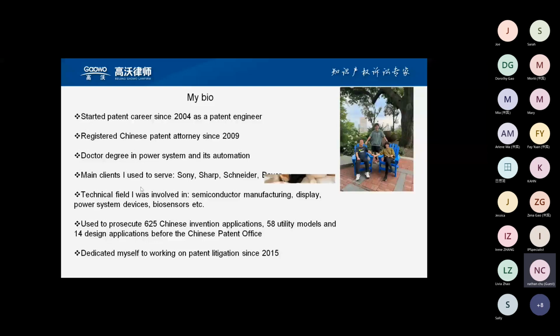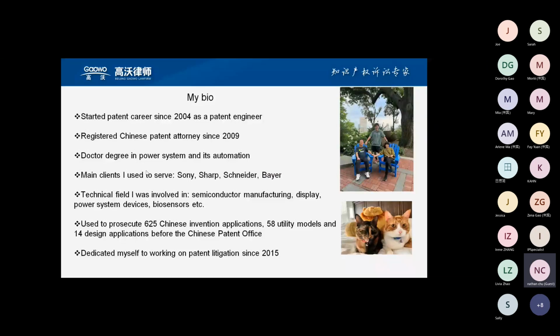Now, I just show you I have a small family. This is my family picture. I have a son who is 15 years old. I also introduce my two very important family members. I have two cats. One is Migo, one is Pippin. They are very loved.